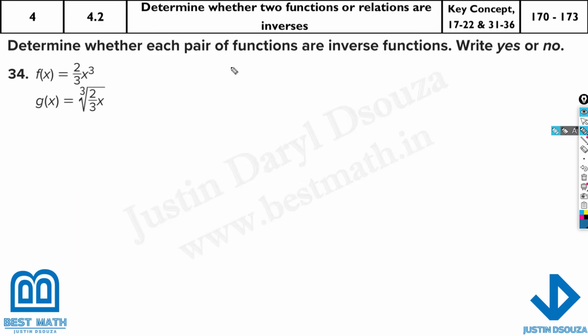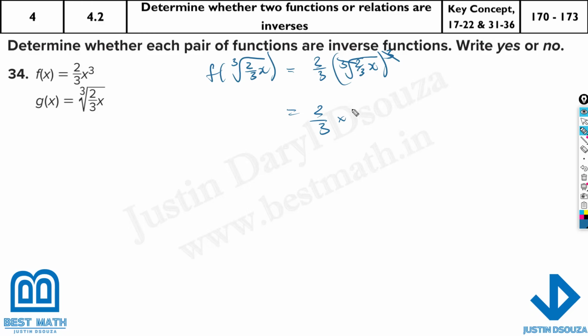And this one, here we have f of cube root 2/3 x. That will be equal to 2/3, and we have cube root 2/3 x the whole power. See, this x is substituted by this value, right? But x is raised to power 3, so this entire thing to the power 3. That cancels off. And you're remaining with 2/3 multiplied by 2/3 x. Now here then, it will be 4 by 6x, which says it is not inverse.